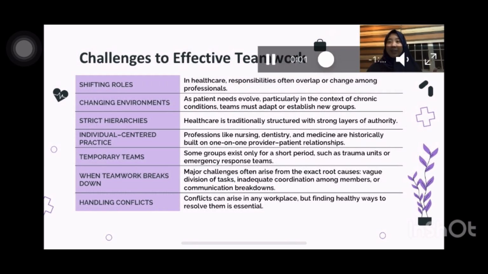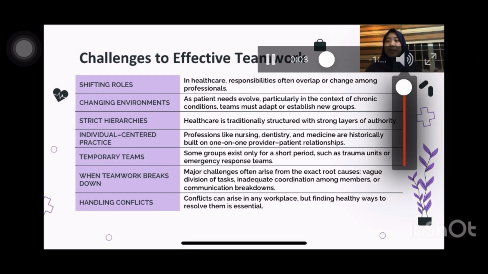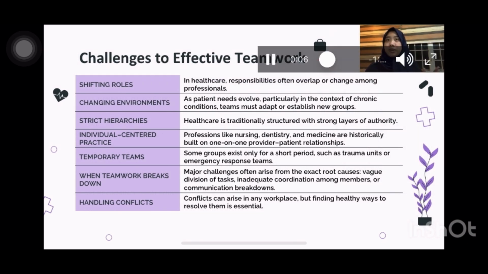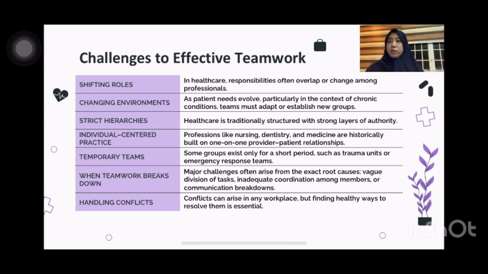Challenges to effective teamwork. There are many challenges that make it hard for staff in healthcare to work well together and keep good teamwork going. 1. Shifting roles. In healthcare, responsibilities often overlap or change among professionals. When a role is unclear, it becomes difficult to assign tasks. 2. Changing environment. As patient needs evolve, especially with chronic conditions, teams must adjust or form new groups. These constant changes can affect stability and coordination.